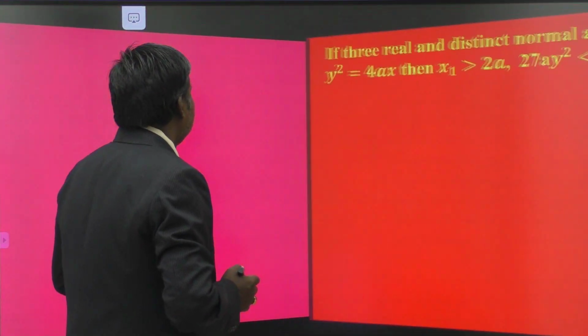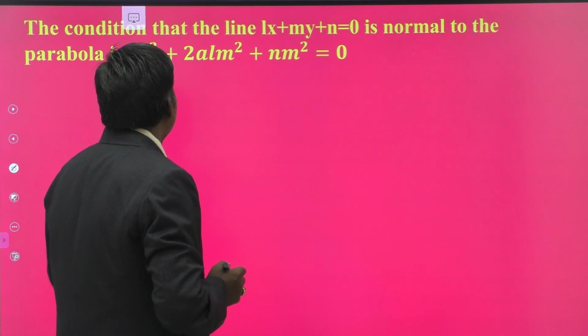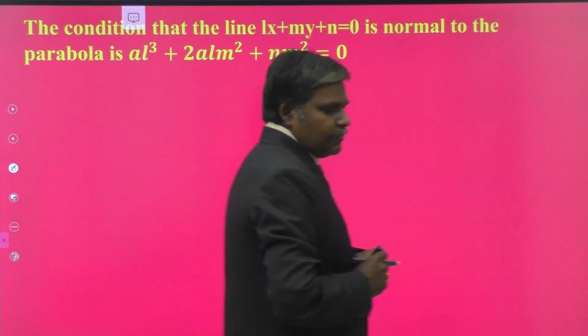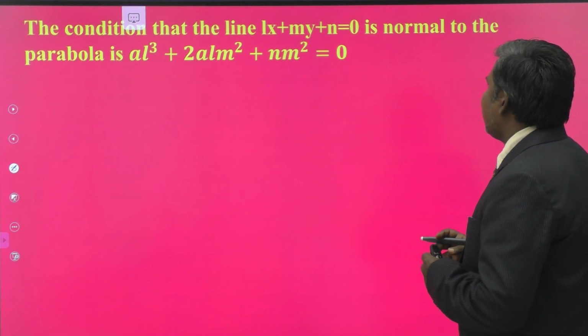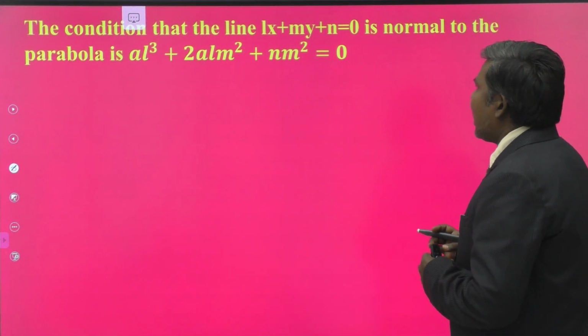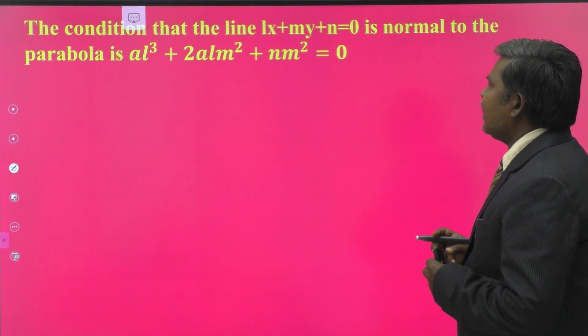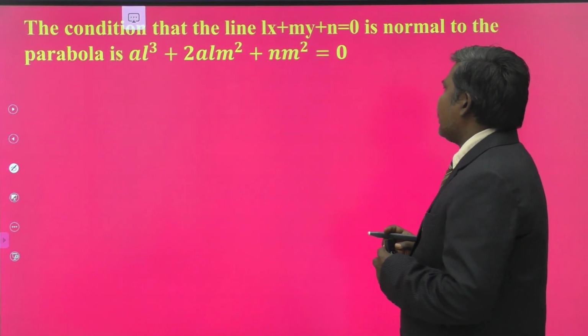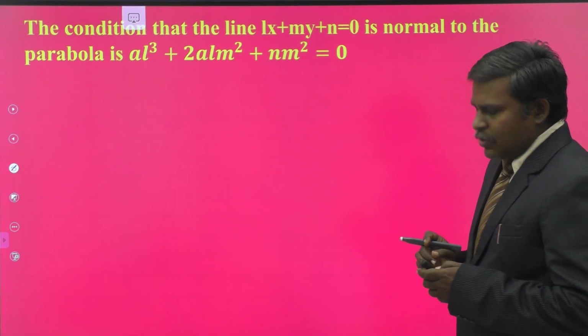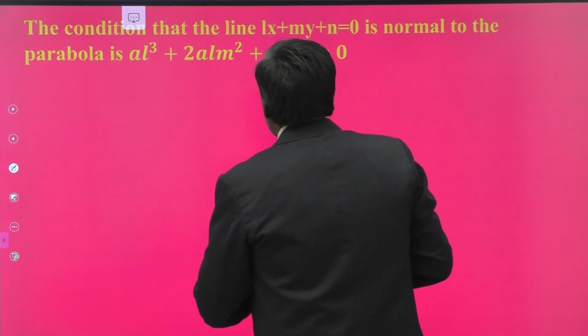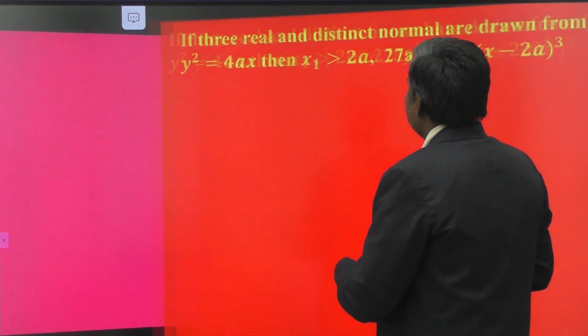Next one. This is the result. What is that? The condition that the line Lx plus My plus n equal to 0 is normal to the parabola al cube plus 2a lm square plus nm square equal to 0. Before going to do this one, we will discuss something related to the previous one.